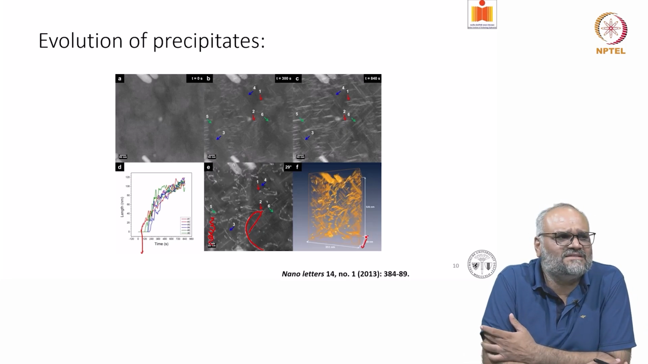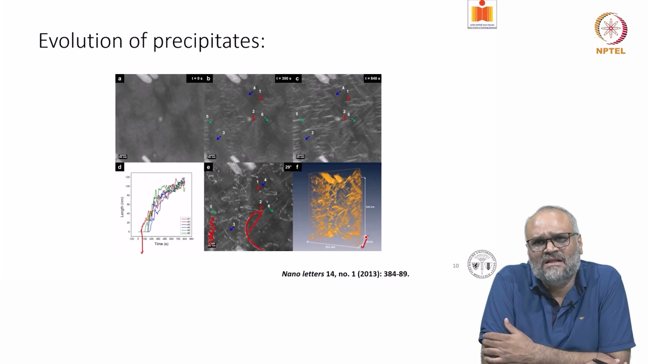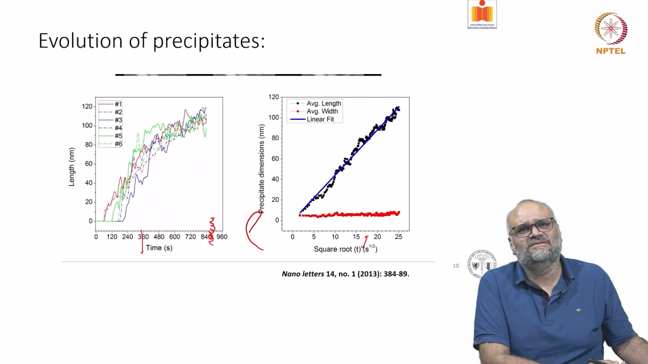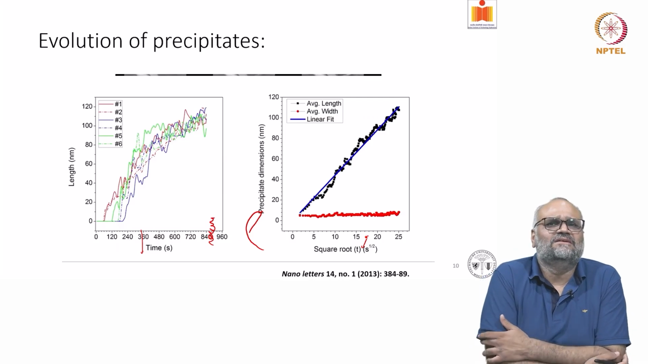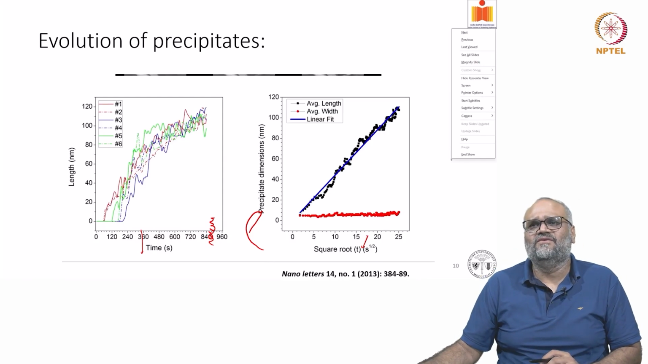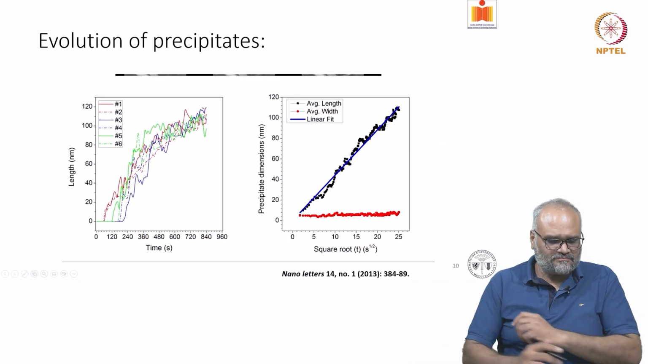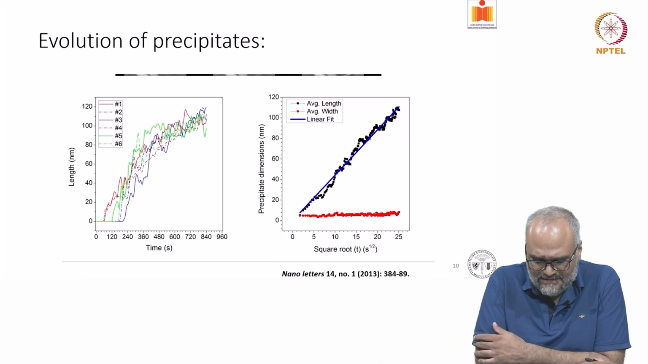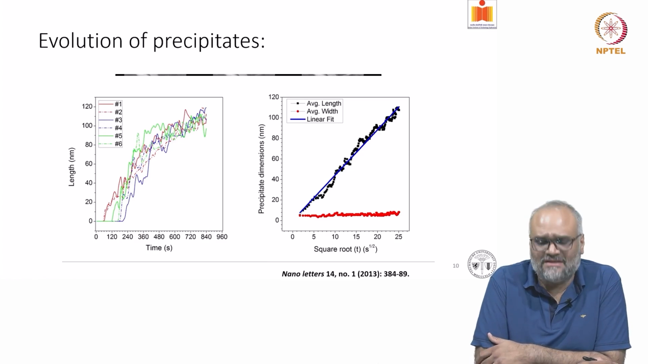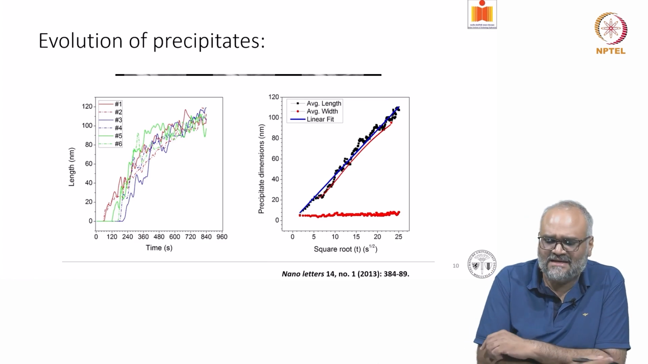This is actually on the higher side. But what is interesting to note is that this particular process of precipitation actually follows the square law of diffusion. So what you see here is, when I plot the square root of time versus the precipitate dimension, it follows a linearity.